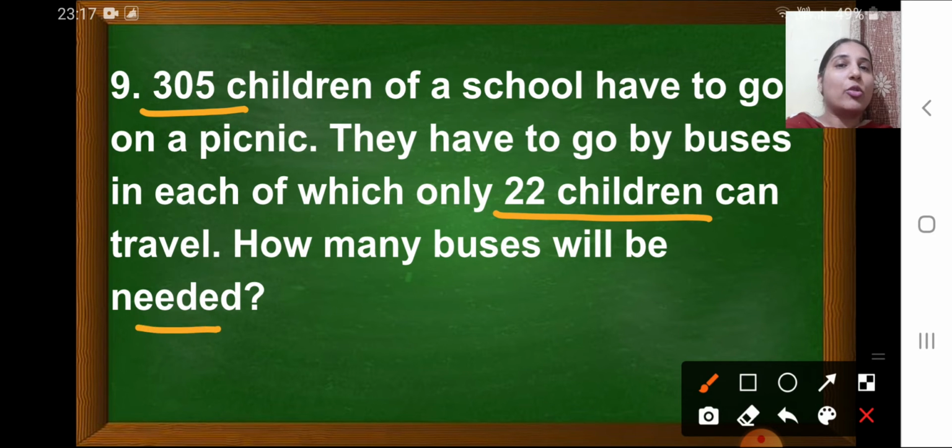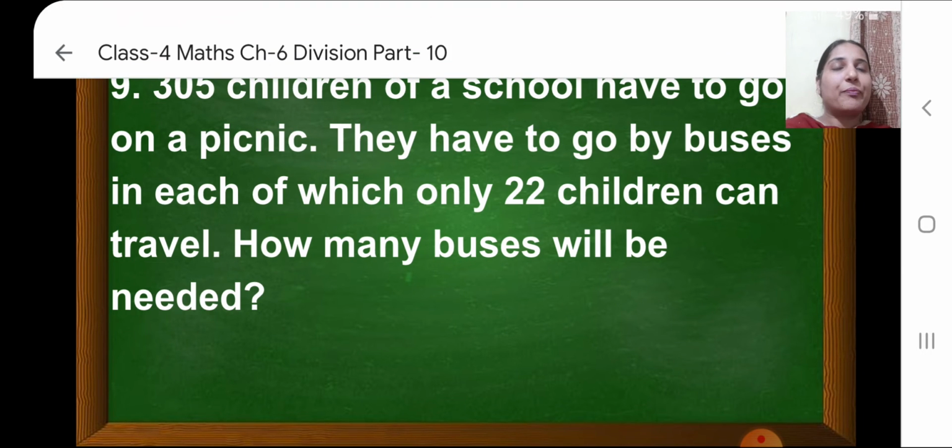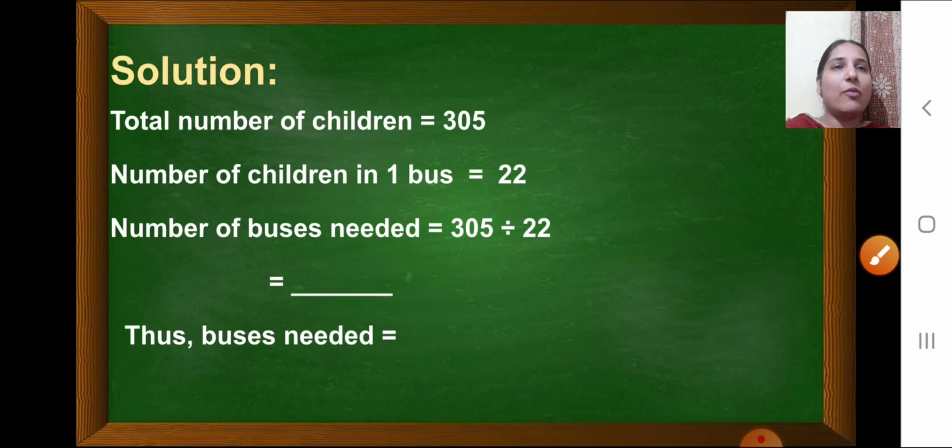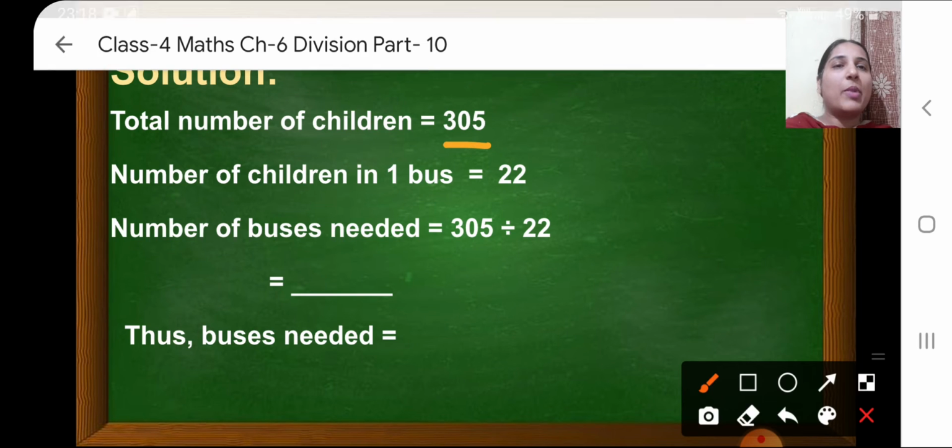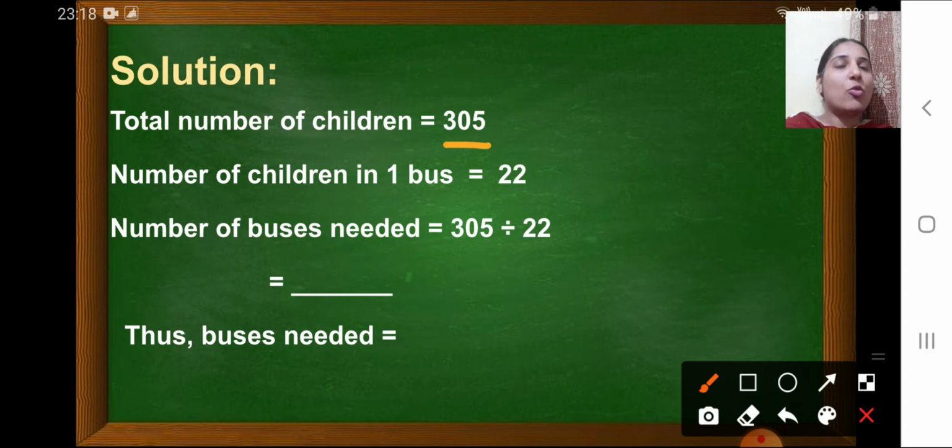So what you have to do? You have to divide, isn't it? So let's see. First let's write what is being given. So total number of children is 305. Then number of children in one bus. In one bus only 22 children can occupy. Now number of buses needed. So we have to divide here.